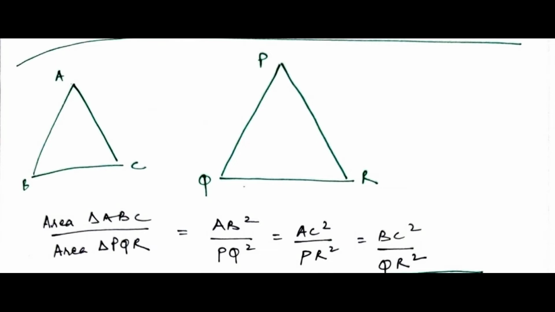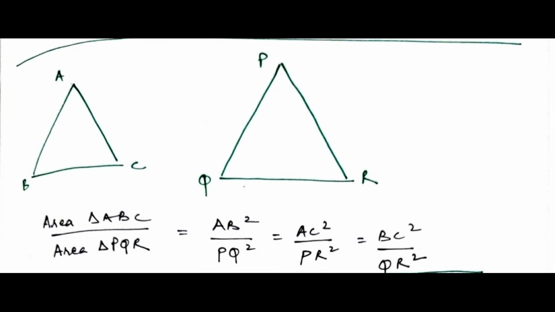The ratio of the areas of two similar triangles is equal to the ratio of the squares of the corresponding sides. Okay, so the ratio of areas of triangles ABC and PQR, which are similar triangles, will be equal to AB square upon PQ square equal to BC square upon QR square equal to AC square upon PR square.